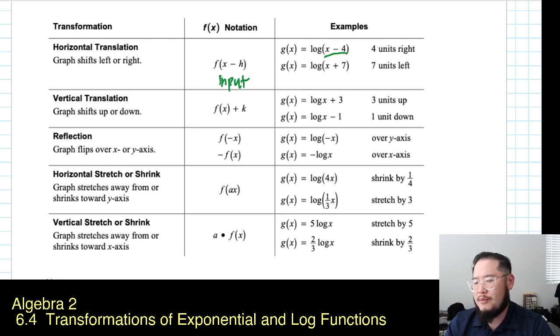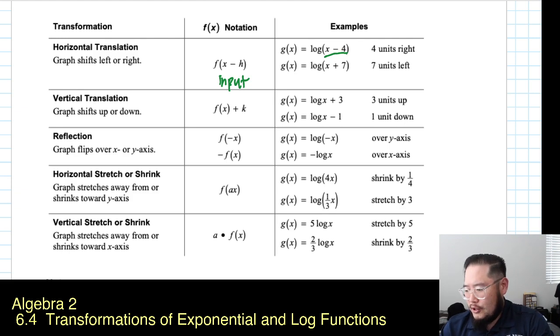Remember, for the left, we take the opposite, because when we say plus 7, we think, oh, on the number line we're going to go to the right. But we actually go the opposite way, because when you set x plus 7 equal to 0 and solve it out, you get x is equal to negative 7. So think of it that way.